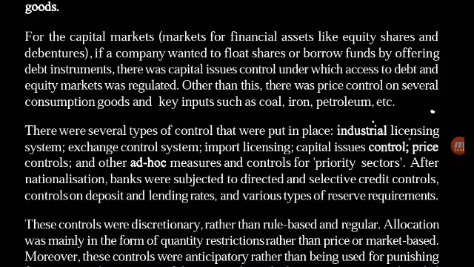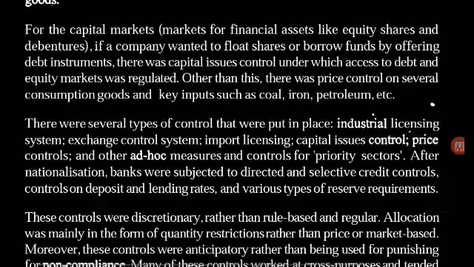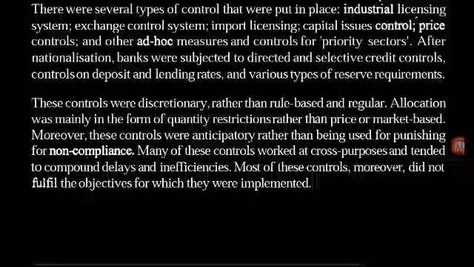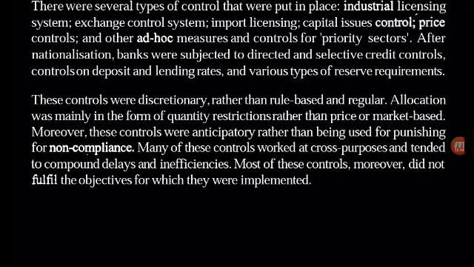For the capital markets for financial assets like equity shares and debentures, if a company wanted to float shares or borrow funds by offering debt instruments, there was capital issues control under which access to debt and equity markets was regulated. Other than this, there was price control on several consumption goods and key inputs such as coal, iron, petroleum, etc. There were several types of control that were put in place: industrial licensing system, exchange control system, import licensing, capital issues control, price controls, and other ad hoc measures and controls for priority sectors.